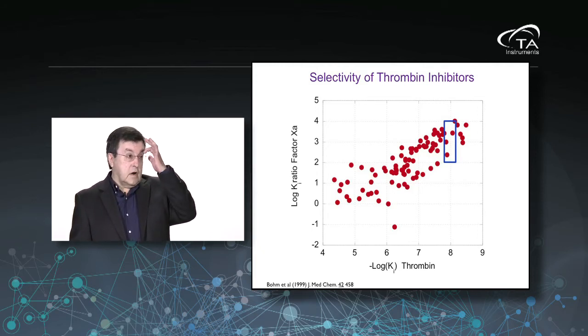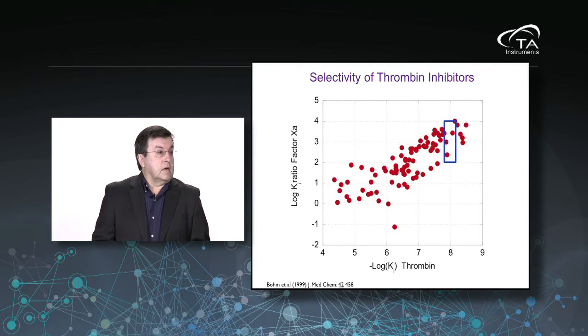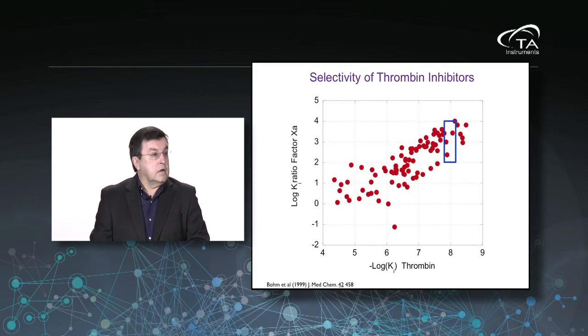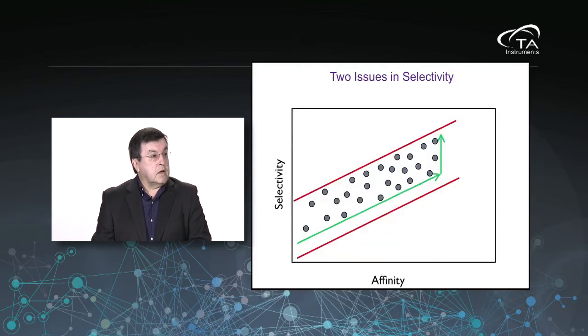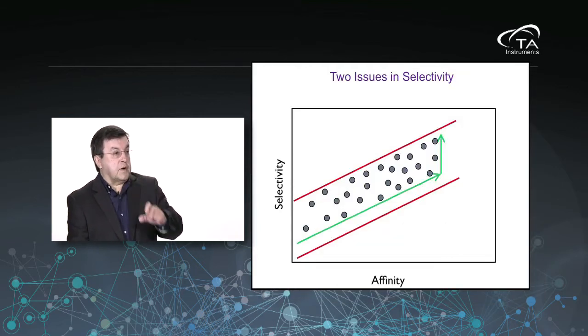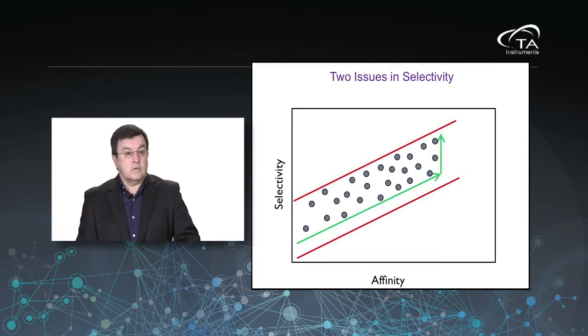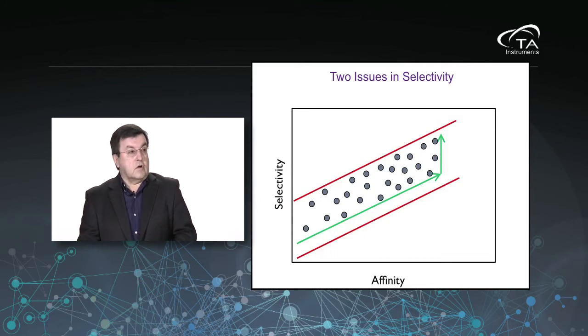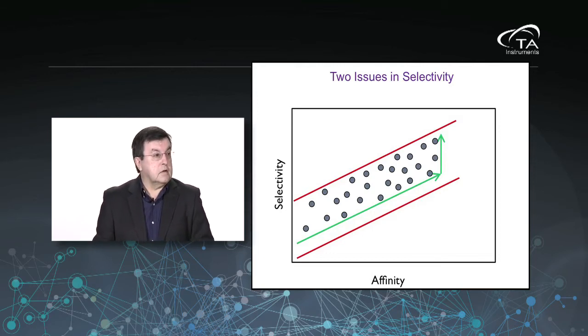And this graph, for example, shows the selectivity of thrombin inhibitor with respect to factor 10A as a function of the affinity towards thrombin. And you can see that there is an increase in selectivity with the increase in affinity. But we also see that there is a spread, about 2 orders of magnitude difference in selectivity, even at the highest level. As drug designers, what we would like to have are the compounds at the top, not at the bottom of that graph. That is the ones with the highest possible selectivity.